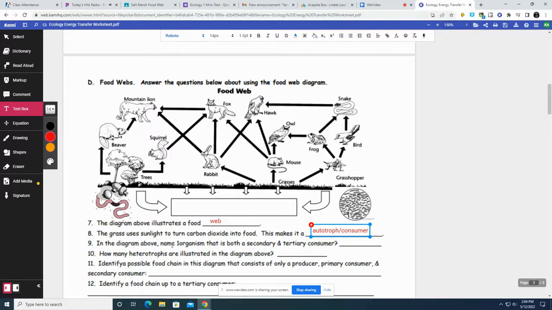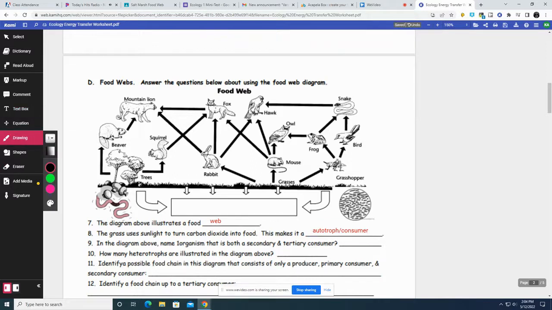In the diagram above, name one organism that is both a secondary and a tertiary consumer. Secondary and tertiary. All right, let's see if we can find one here. So Mr. Fox, he's a secondary. 1, 2, secondary. So not him. Probably the hawk. When he eats rabbits, primary, secondary. How about when he eats... Oh, man, I've got to figure this out. No. Mountain lion. Let's try him. Okay, yes. All right, this will work.